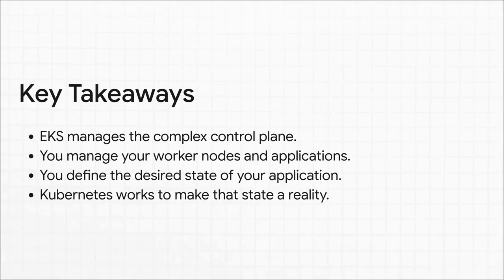So let's just recap real fast. EKS handles the complicated brain for you. You are responsible for the muscle, the worker nodes, and your apps. The way you work is by telling Kubernetes what you want, your desired state, using things like deployments and services. Then Kubernetes does all the hard work to make that a reality. It's a totally different, declarative way of thinking.